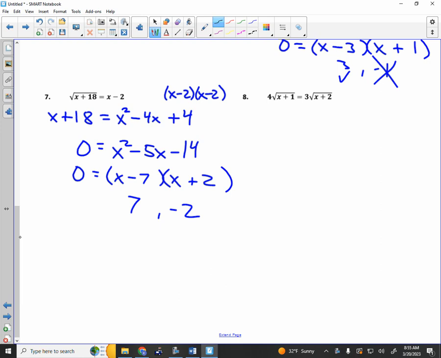All right, we plug it in. 7 plus 18 is 25, so I have the square root of 25. And 7 minus 2 is 5. Is the square root of 25 equal to 5? Yep, so this one does work. Let's try the negative 2. Negative 2 plus 18 is 16, so I have the square root of 16. And then negative 2 minus 2 is negative 4. Is the square root of 16 negative 4? It's positive 4. So this one does not work. That one's extraneous.